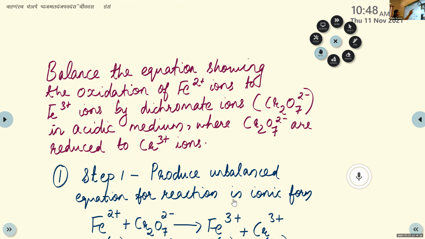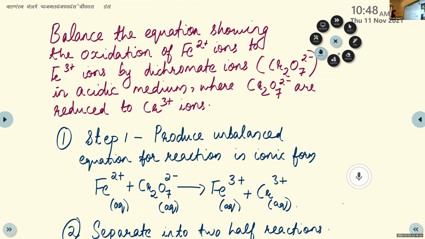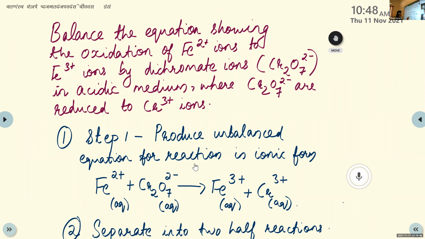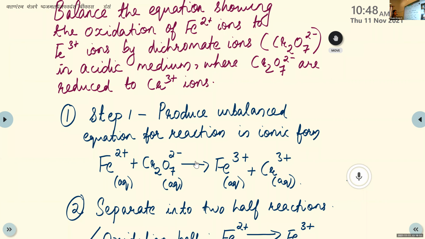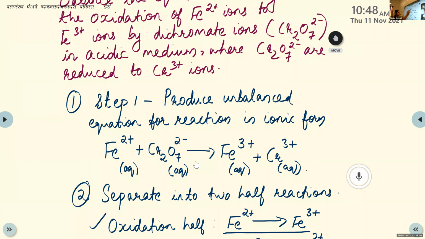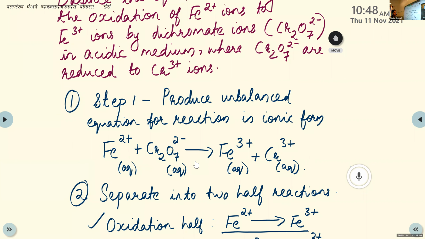Okay, so this one is a question. Balance the equation showing the oxidation of Fe2+ ions to Fe3+ ions by dichromate ions Cr2O7 2- in acidic medium, where Cr2O7 2- are reduced to Cr3+ ions. Okay, so here the first step, you have to produce the unbalanced equation for the reaction in ionic form. Here the first step is the same as that of the oxidation number method. In the oxidation number method also, we write the skeletal equation, right? Here also we will write the skeletal equation.